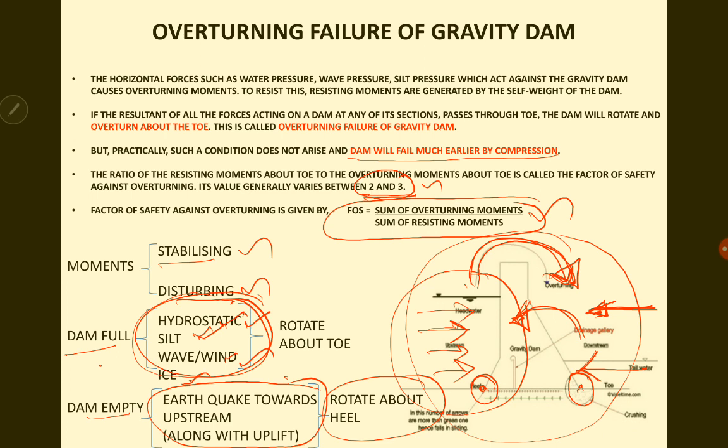In this case also you have to make sure the structure is safe, meaning the resisting moment divided by the overturning moment. If the dam is empty, there won't be any resisting moment on this side. With only overturning moments, the dam won't be safe. So if it is well within 2 or 3, then the dam is considered to be safe. Okay. So this is the case of overturning failure of a gravity dam.